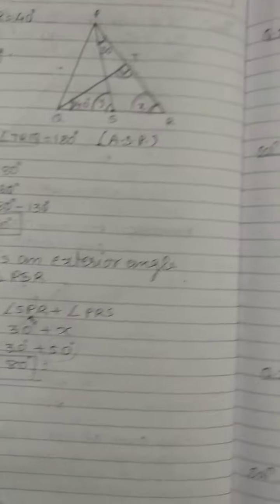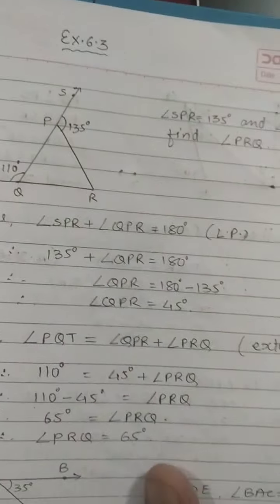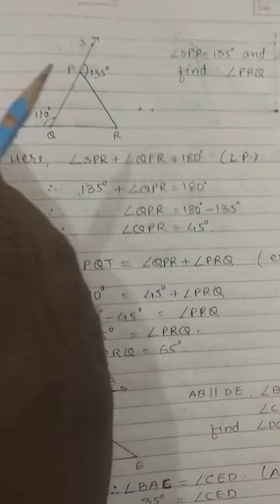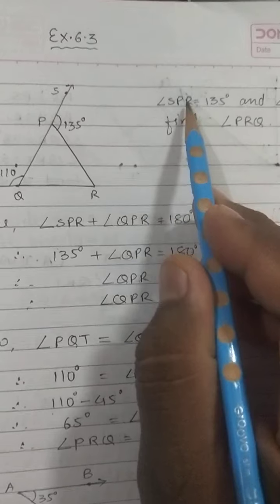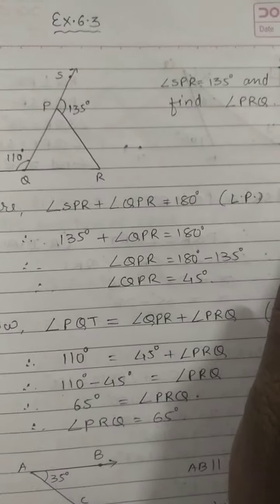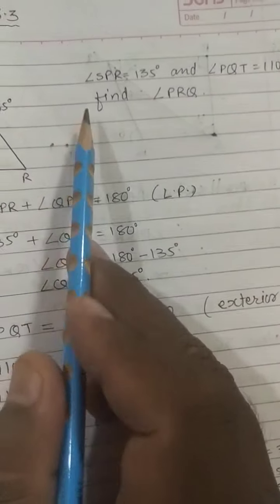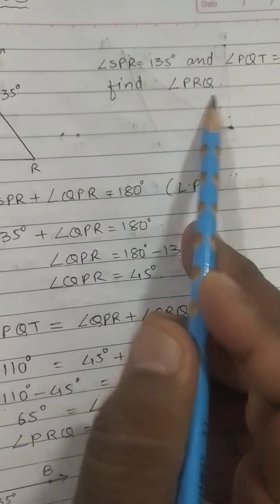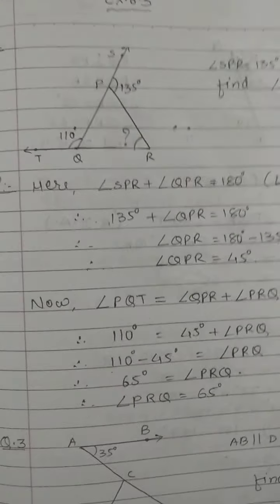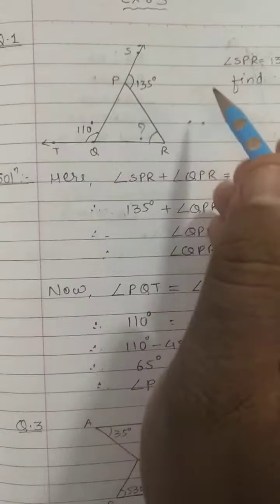Okay? Just move on. Exercise 6.3. Some questions I have taken here. See, question number 1. Angle SPR is 135 and PQT is 110. We have to find out angle PRQ. PRQ means this angle you have to find out. Right? Okay.